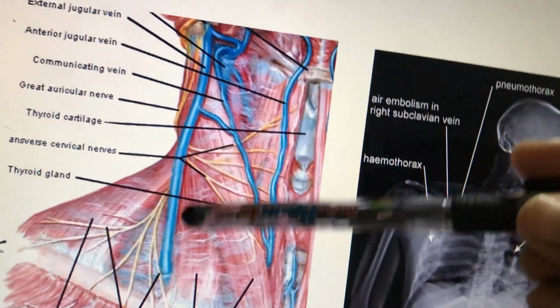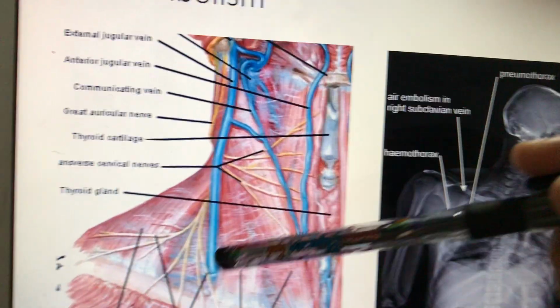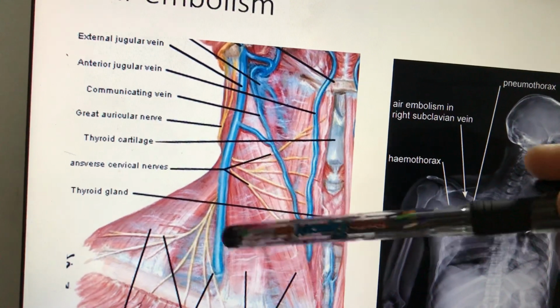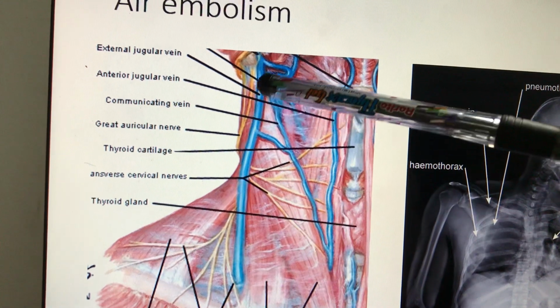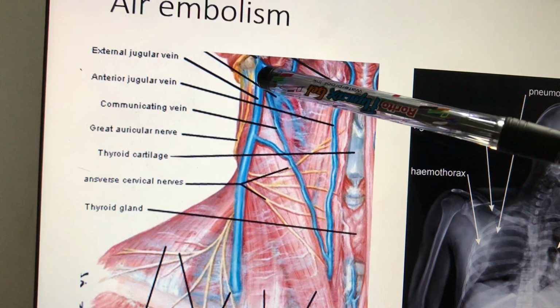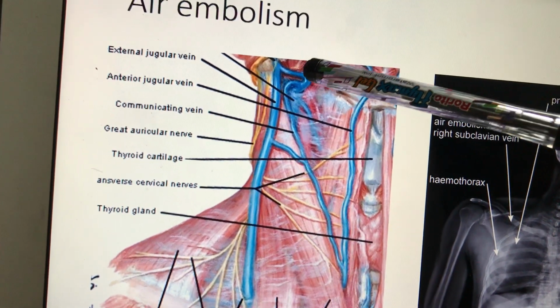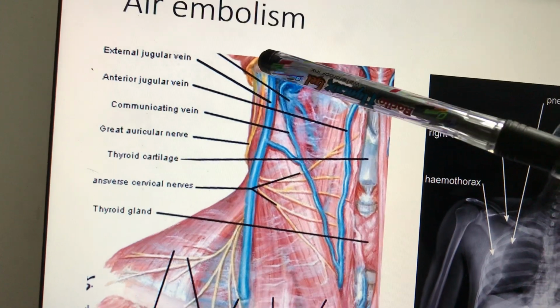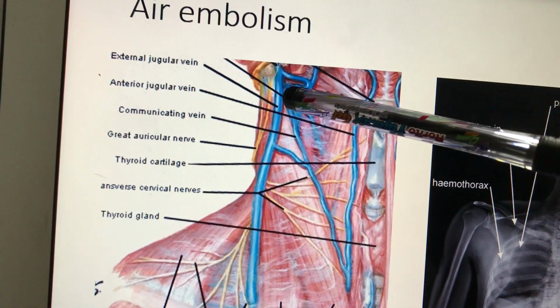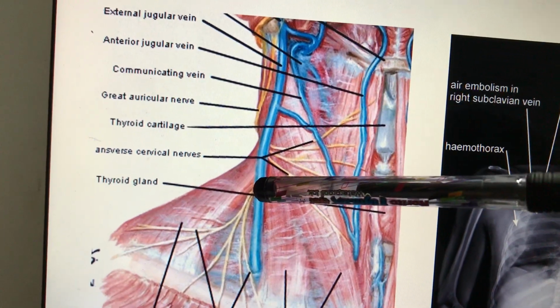The next, the most important one, is air embolism. What is air embolism? This is your sternocleidomastoid. On the sternocleidomastoid, you could see a nice vein, that is your external jugular vein, and this external jugular vein is formed by the posterior division of the retromandibular vein joining with the posterior auricular vein. They both join together and form the external jugular vein.